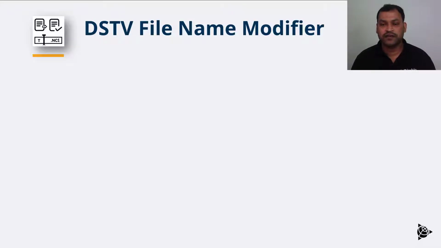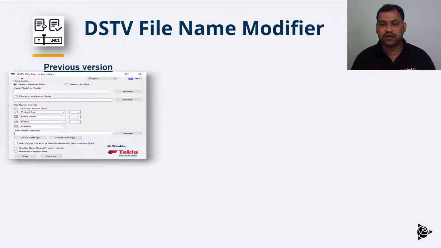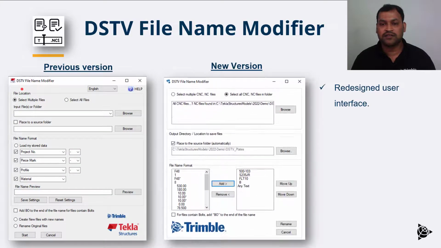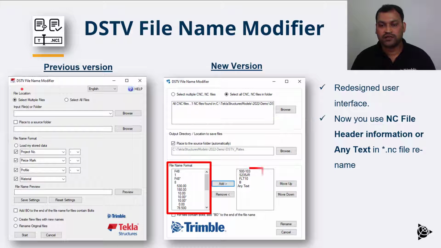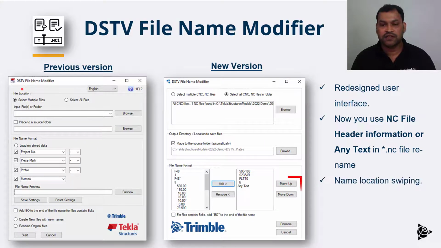Coming to the DSTV file name modifier, this tool allows you to rename the .nc1 files. In the previous version, reading all the header information was not possible. With the latest version, you can now see all the header information and add it to the renaming format. You can also add any text to it and reorder the position, and then click on rename to change the NC file names.